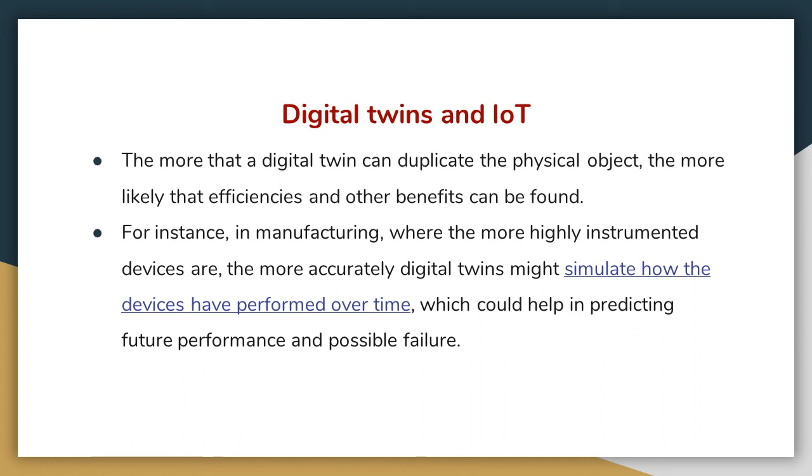The more that a digital twin can duplicate the physical object, the more likely that efficiencies and other benefits can be found. For instance, in manufacturing, where more highly instrumented devices are, the more accurately digital twins might simulate how the devices have performed over time, which could help in predicting future performance and possible failures.